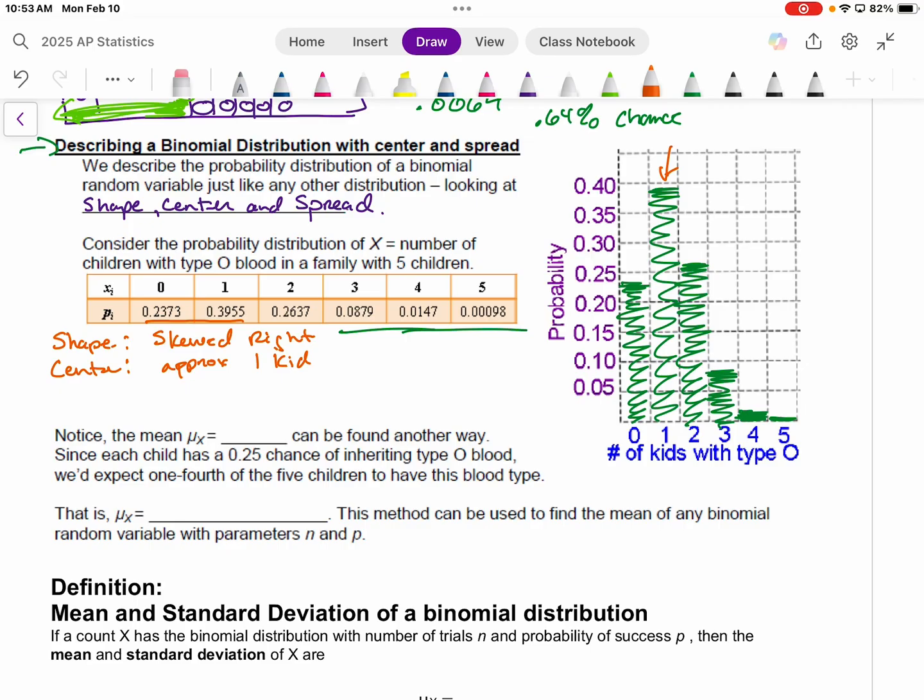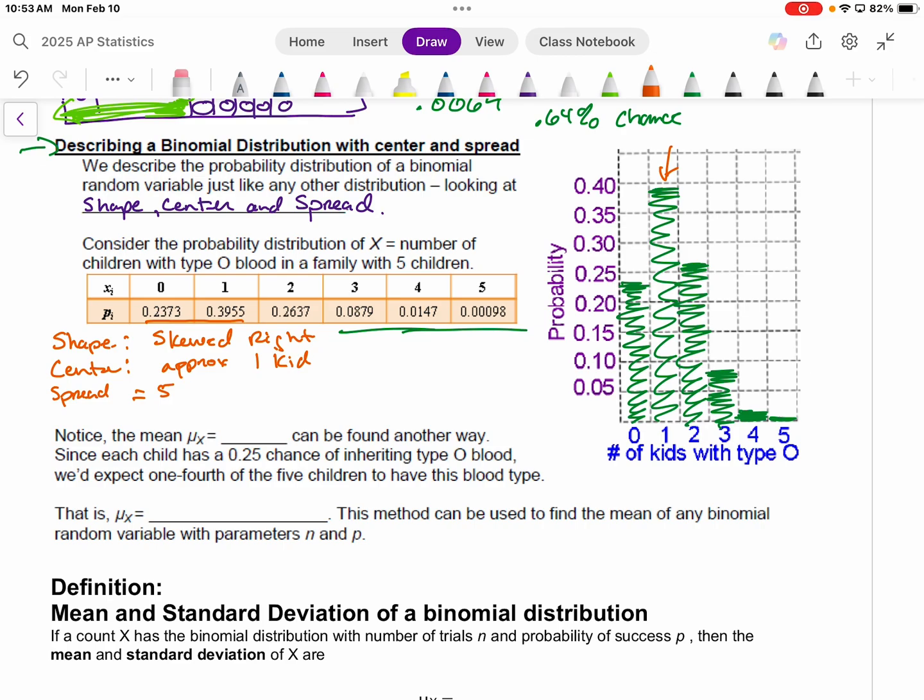And the spread. Well, the spread doesn't really help us because that's just 5. We had 5 kids. That really doesn't tell us much. If we want to look at the spread of percentages, now we're looking at from 39% down to 0.00098%.